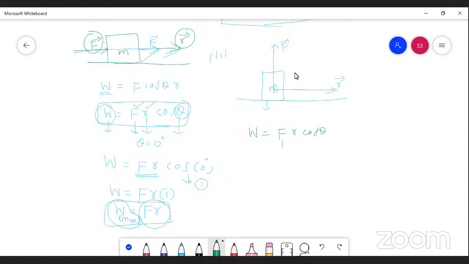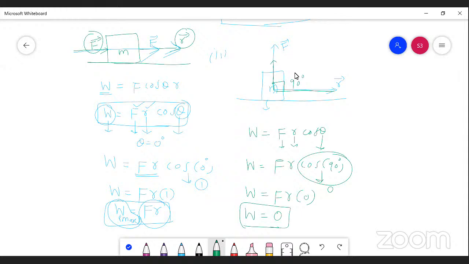But what happens if the angle between the direction of force and the direction of displacement is 90 degrees? See, the direction of force and the direction of displacement are like this. The angle between these two is 90 degrees. Substituting, the work done by the force W is equal to F r cos 90 degrees. Cos 90 degrees value is 0. Then the work done by the application of force is zero. Okay, do you understand this concept?